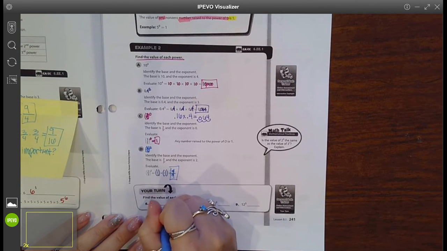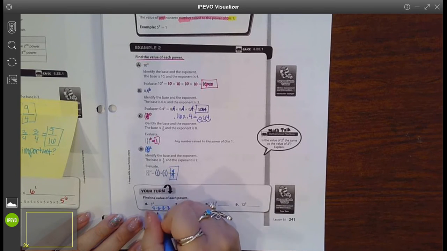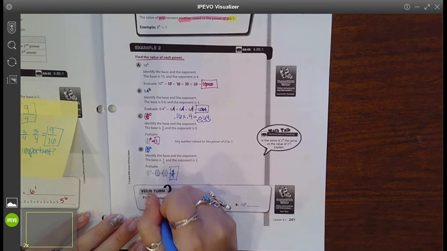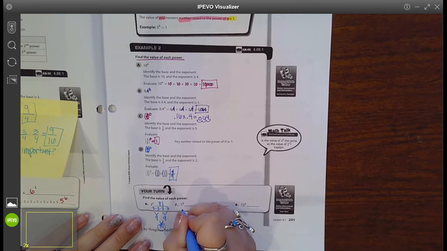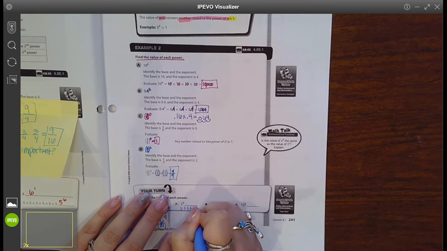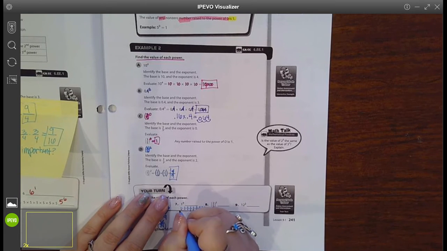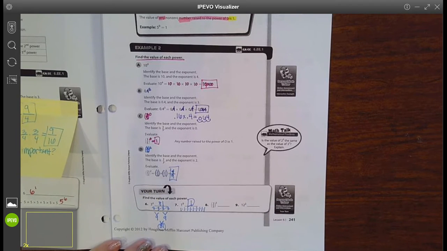This is 3 times itself 4 times. So there's 1, 2, 3, 4 threes. Well, 3 times 3 is 9. 3 times 3 is 9. 9 times 9 is 81. Okay, 1 to the 9th power. So you have 1, 2, 3, 4, 5, 6, 7, 8, 9. Well, 1 times 1 is 1. No matter what, you're still going to get 1. So why even waste our time?